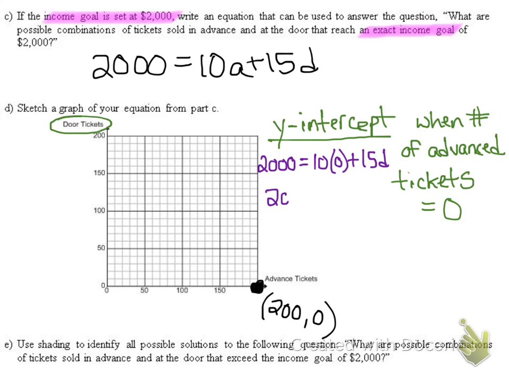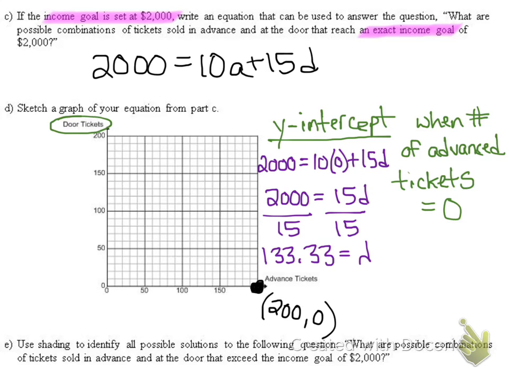When we simplify that equation, that gives us 2,000 is equal to 15D, and then we would want to divide both sides by 15. So that gives us 133.33 for our y-intercept, which doesn't really make any sense, since you can't really buy 0.33 of a ticket, but it still gives us a point that we can plot on the graph. Now that we've got our x-intercept and our y-intercept, we can go ahead and connect those two dots with a line, and that's the graph of our equation.